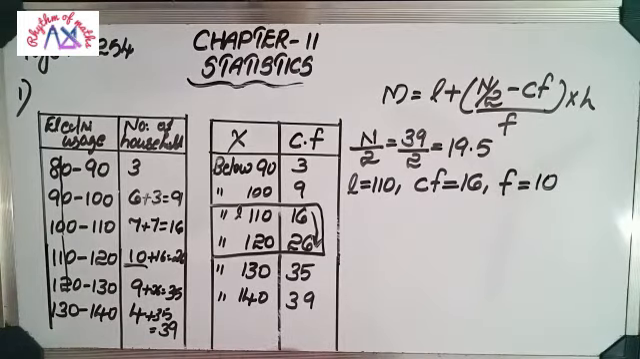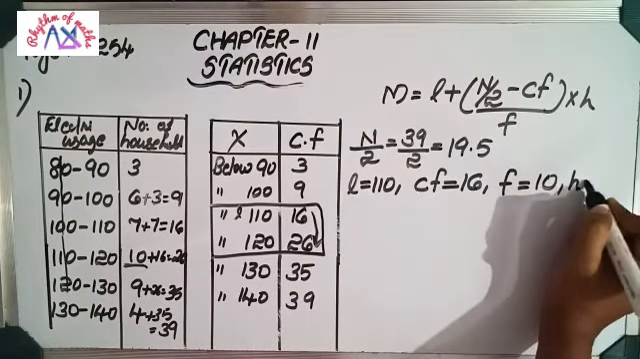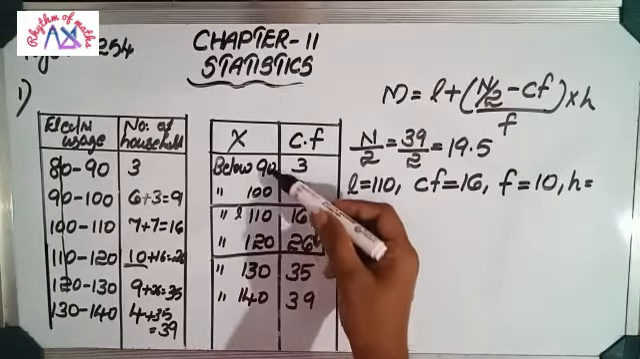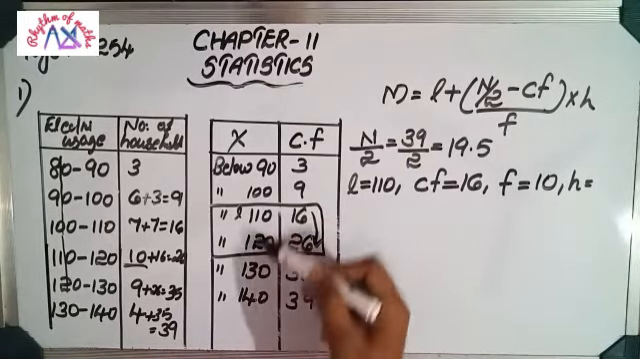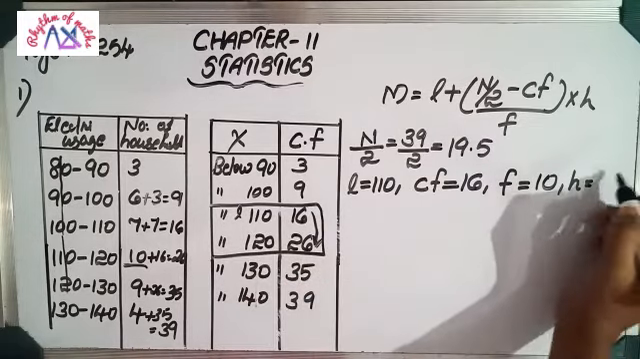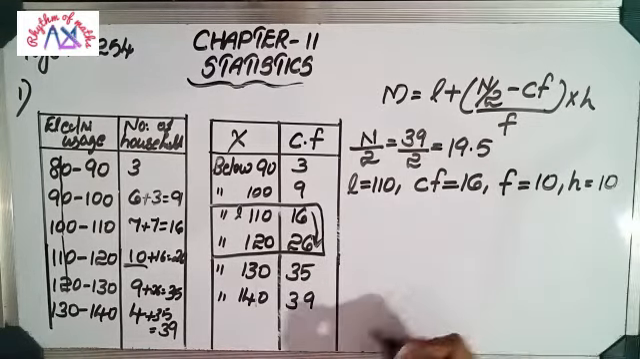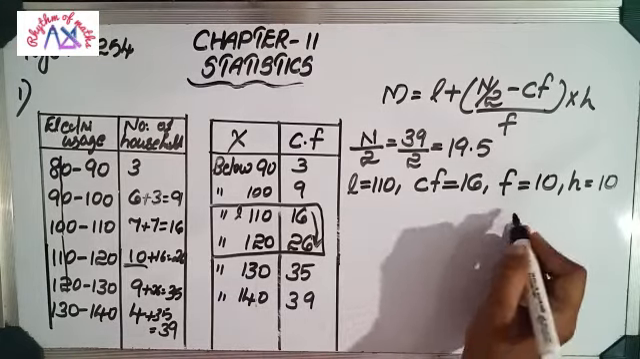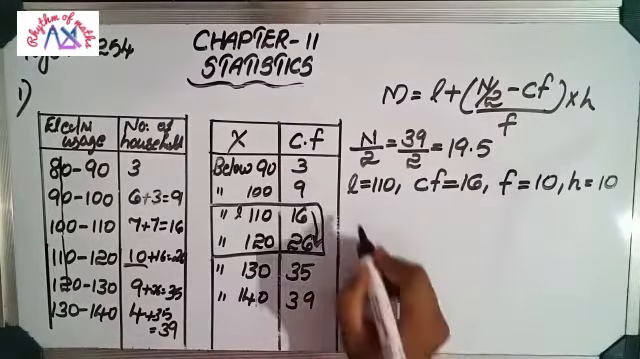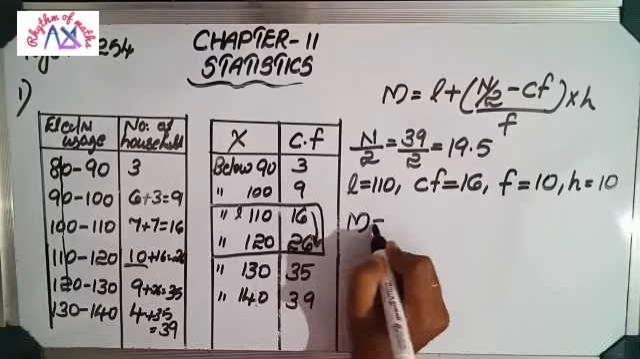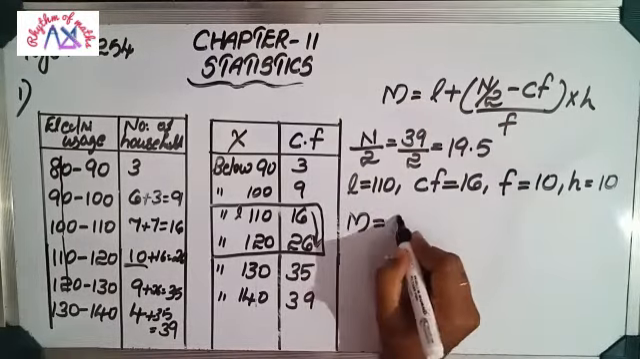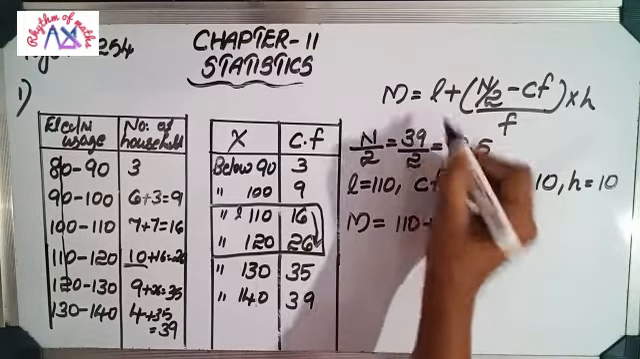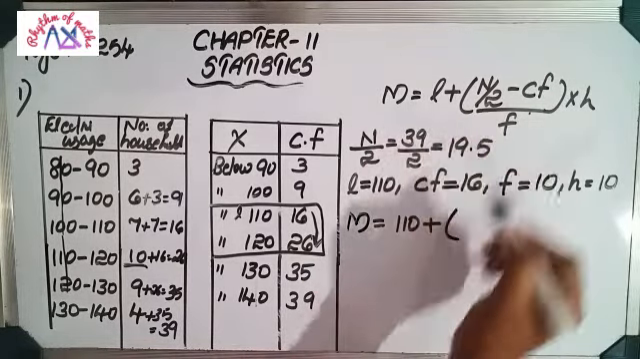That will be frequency. Then H, that means width of the class. Here all are adding with 10. 90, 100, 110 means it is adding 10. So width of the class is 10. Okay, so we got all the values here. Now let's apply all these values in this equation. That is median equal to L. L means 110 plus, it is different. Okay, don't include this 110 in this box.